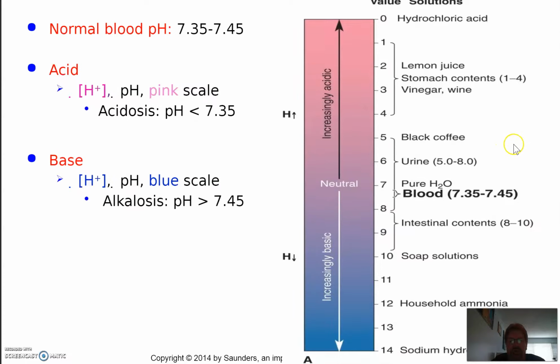Here's the scale. We mentioned it before. It's 0 to 14. The lower the number, the more acidic. Higher the number, the more base. Neutral is pure water. Blood is almost neutral, 7.35 to 7.45. It must be kept in this narrow range or you will die. Look, hydrochloric acid in your stomach.